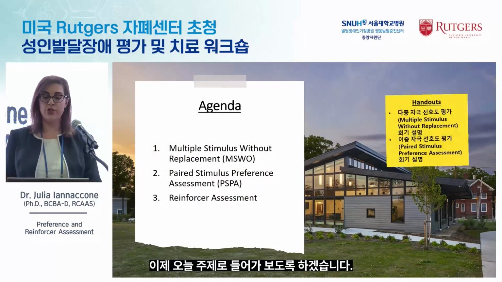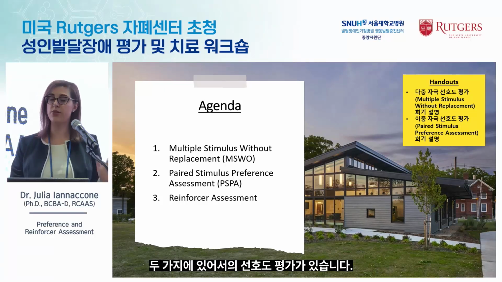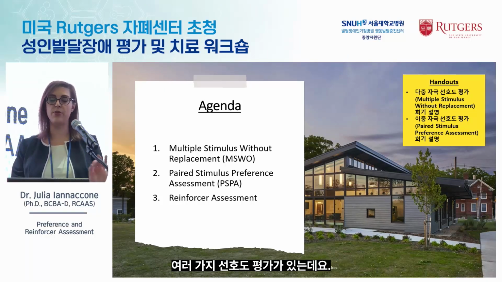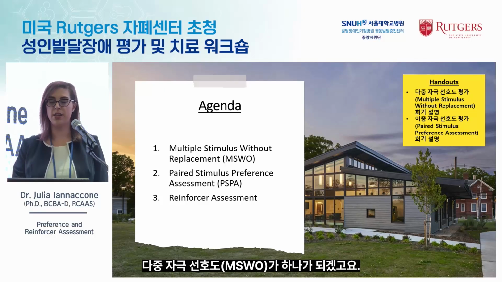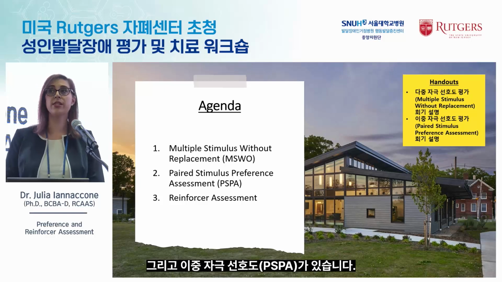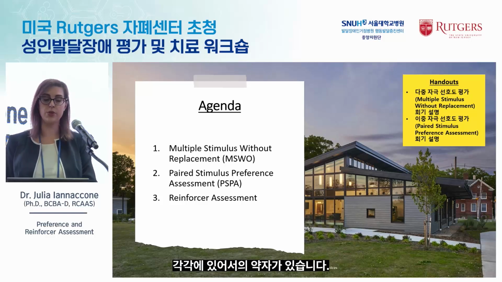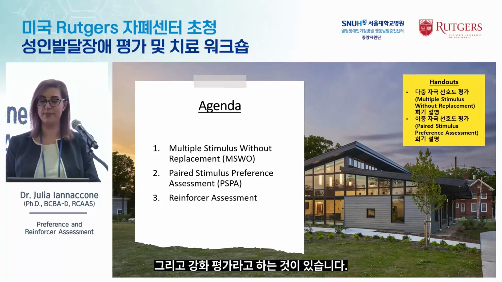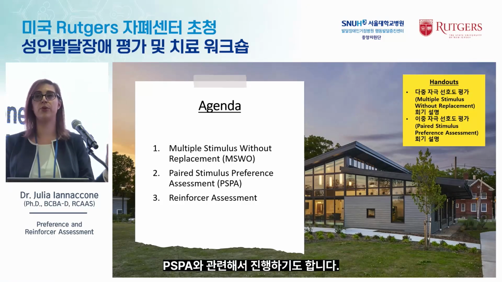So today I'm going to cover 2 different kinds of preference assessments. There are more kinds of preference assessments that you can do. These are the most common. The multiple stimulus without replacement, MSWO, preference assessment, which you have a handout for, and a paired stimulus preference assessment, PSPA. Some people also call this the paired choice, PC, preference assessment, the same thing, just a different term. And so we'll practice that one as well. Those are the 2 most common. And then we'll talk about reinforcer assessments before we're done. For the role play practices, we're going to do one for the MSWO and one for the PSPA.